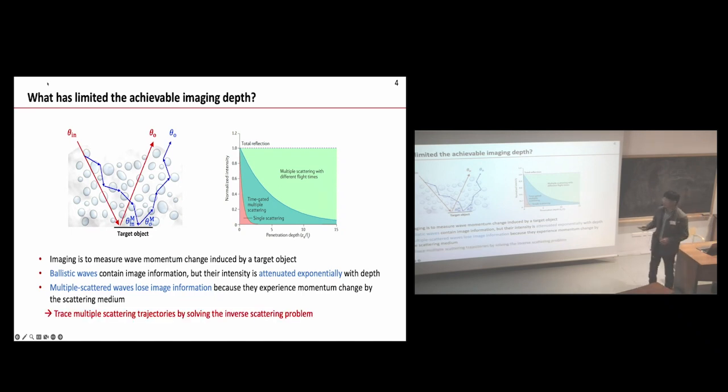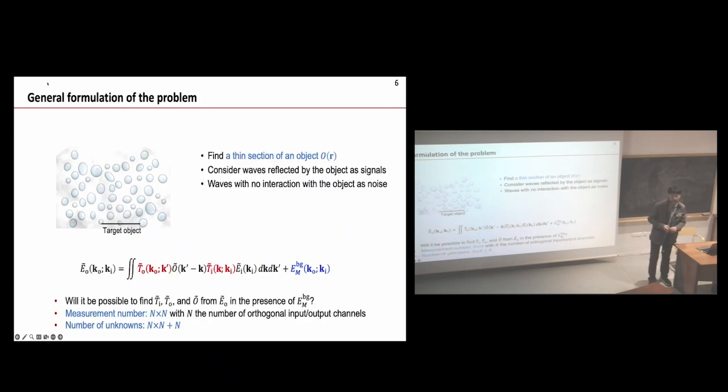In any case, we have to be able to trace this trajectory, and that's what we call the higher order inverse scattering problem. Each scattering event adds an order. Suppose there are 10 scattering events, then you have to solve a 10th order scattering problem. But in general, this problem is highly underdetermined, and it's extremely difficult to solve. So how can we approach this problem?